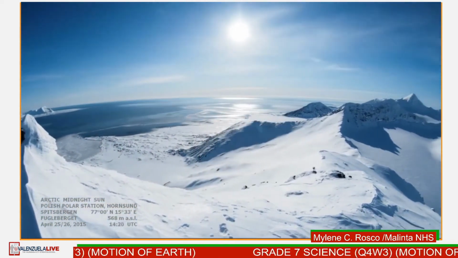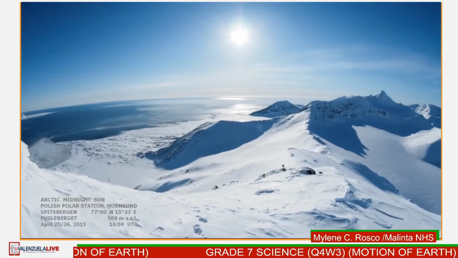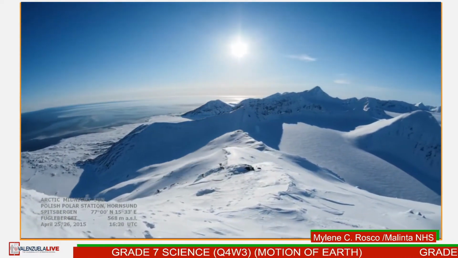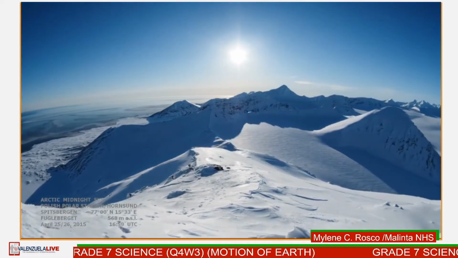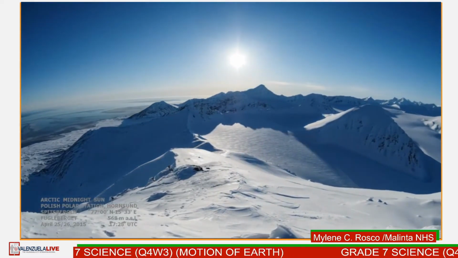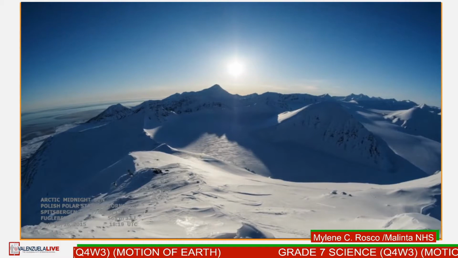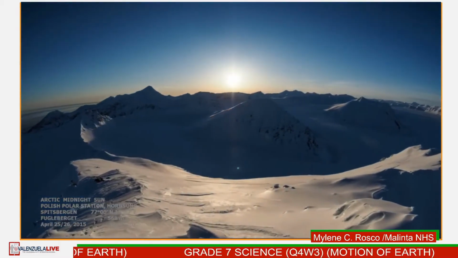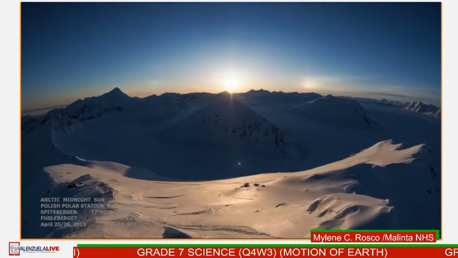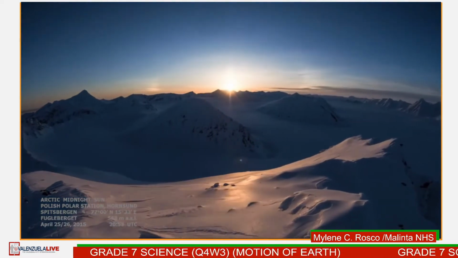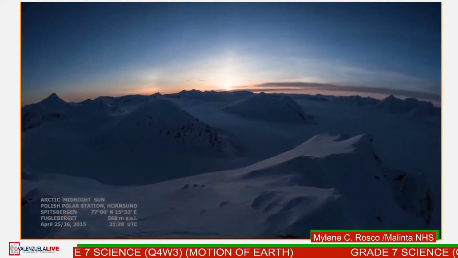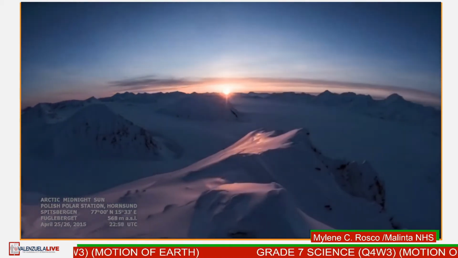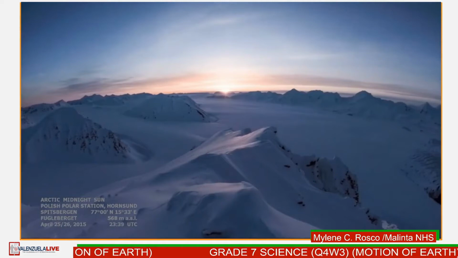The midnight sun is a natural phenomenon that occurs during summer solstice in the Arctic Circle. It is when the Sun remains visible at midnight. The Sun never sets and stays in the horizon all day. When the midnight sun is seen in the Arctic, the Sun appears to move from left to right.